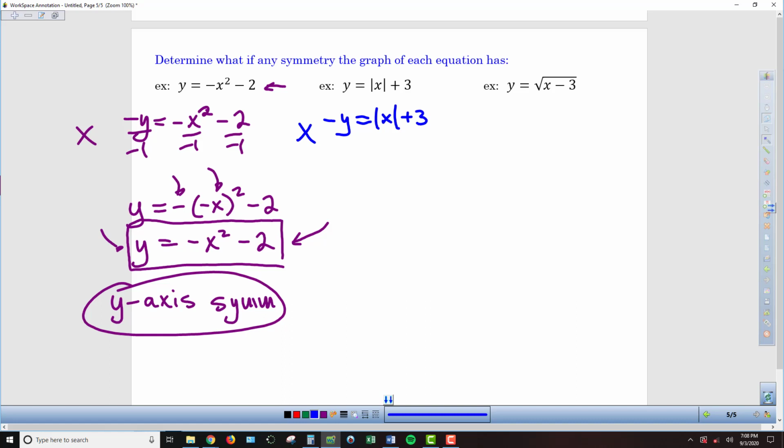Now what about if we replace x with negative x? So if we say y equals the absolute value of negative x plus 3, well, if we remember, absolute value just makes whatever is on the inside positive. So if I take a number and I plug it in for x, even with a negative sign in front of it, as soon as I hit it with the absolute value, it's going to turn it back into a positive. And so that means I'm going to end up right back where I started. So here again, I've replaced x with negative x. It got me back to the original equation that I see in front of me at the beginning. And so therefore, we once more have y-axis symmetry.